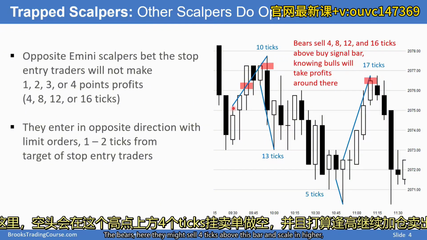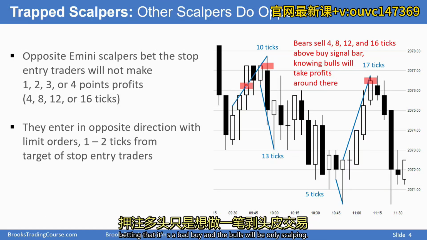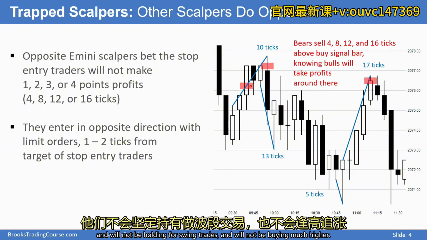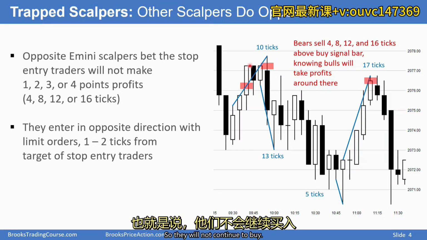The bears here, they might sell 4 ticks above this bar and scale in higher, betting that it's a bad buy and the bulls will be only scalping. In other words, the bulls do not have a lot of conviction and will not be holding for swing trades and will not be buying much higher. So they will not continue to buy.